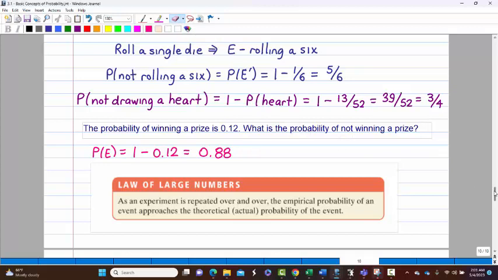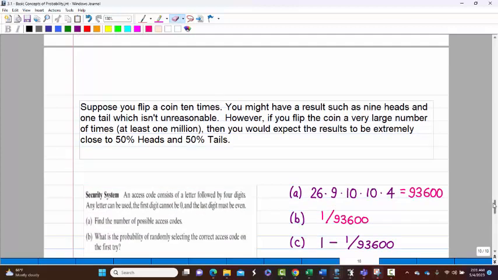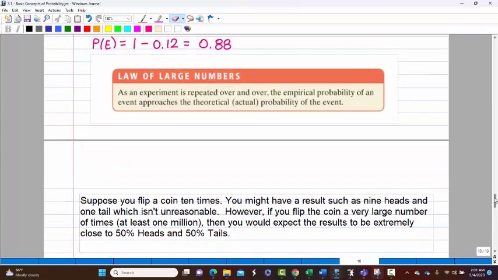Now let's talk about something called the law of large numbers. The law of large numbers is what connects empirical probability to theoretical probability. They make a connection. When an experiment is repeated over and over and over, the empirical probability, which is the measured results, approaches the theoretical or actual probability of an event.